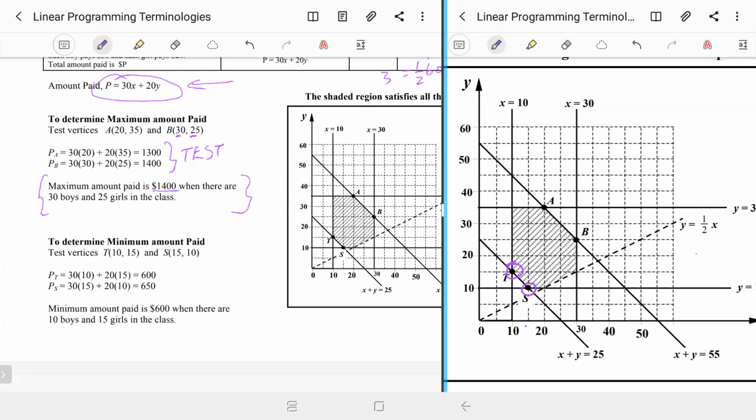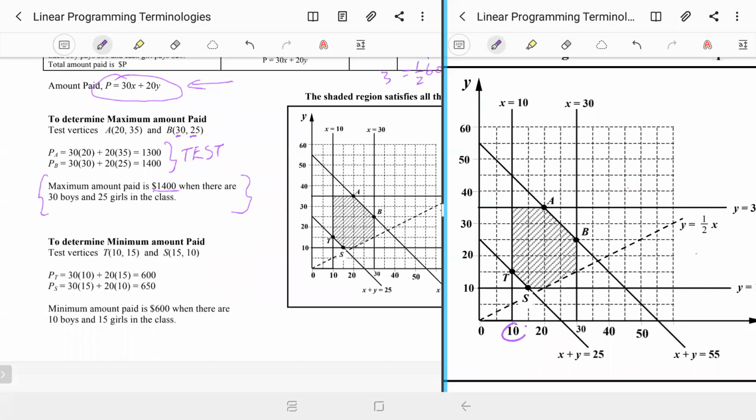And now, why do we have to use this point? Same reasoning. This one has a greater value of Y, a greater number of girls, and this one has a greater number of boys, X. So you have to analyze the two of them, test both of them to see which one comes out to give the lowest amount paid. Right? So let's look at it again now. One is T and one is S.